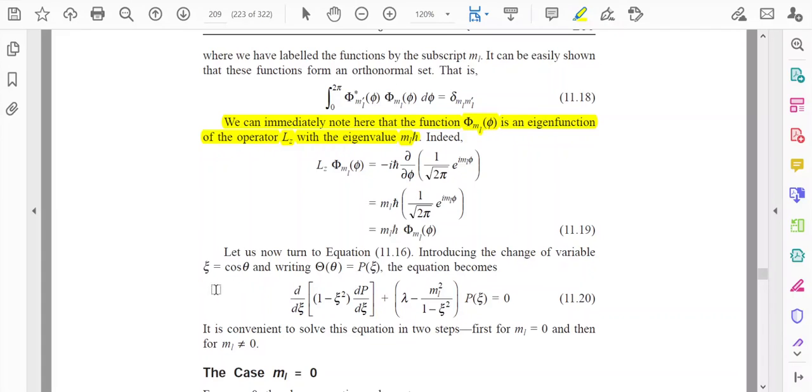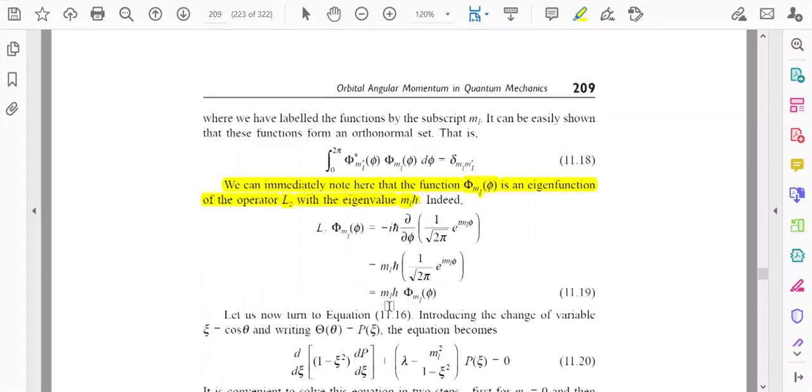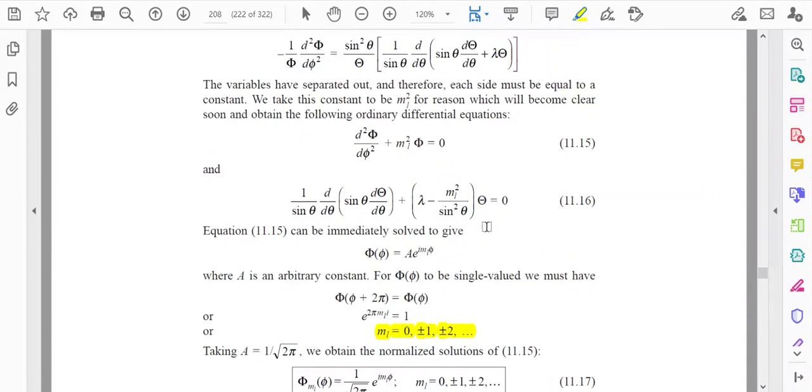So we have to introduce a variable zeta equal to cos theta, and we have to write capital theta equal to P of zeta. P is the Legendre polynomial, so capital theta we have to assume as P of zeta. Then equation 11.16, this theta equation, is the equation which involves only theta.